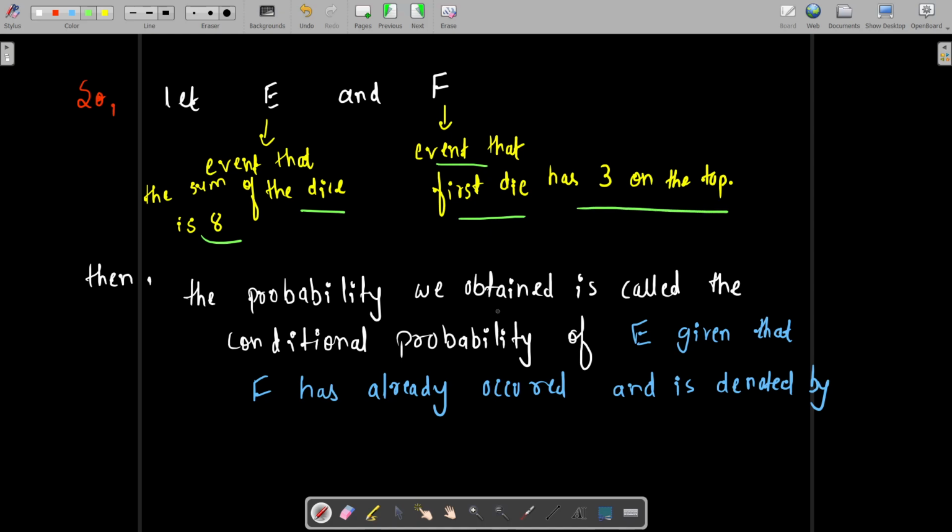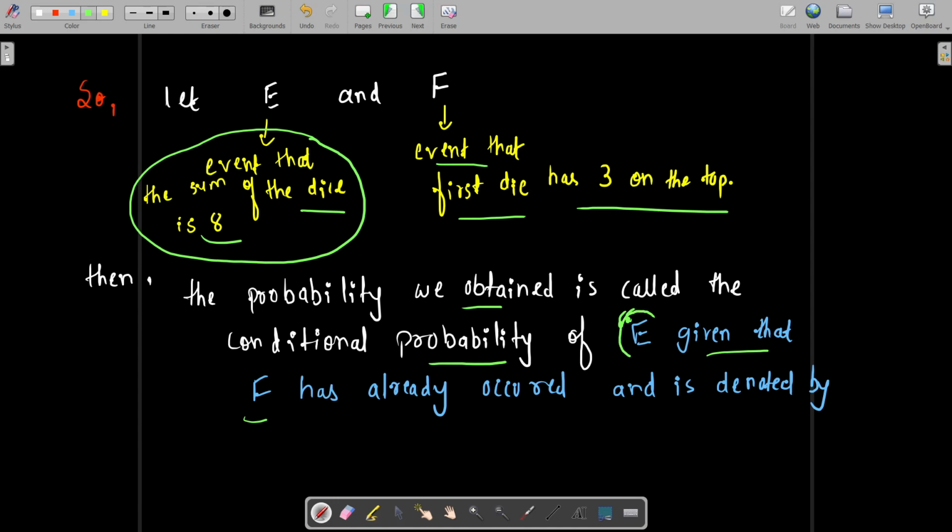So then the probability that we obtain, that is 1 by 6, is called the conditional probability of E, this is really important, that is, the sum of dice is 8, given F, that is, the first die has 3 on the top. So the probability of the event that the sum of dice should be 8, provided that the first die has 3 on the top, F, has already occurred, is denoted by this: E given that F has already occurred.